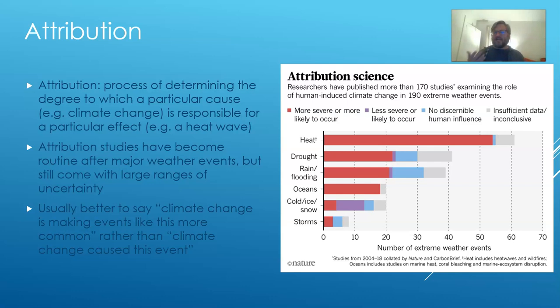So we can do these attribution studies to try to pin blame for specific events. But I think in general, if you don't have a really good attribution study for a particular event, a particular hurricane, a particular drought, whatever, it's usually safer and more accurate to say climate change is making events like this more common rather than climate change caused this event. So if there's a big hurricane, it's better to say climate change is making hurricanes of this magnitude more common rather than saying, climate change is the cause of this hurricane.